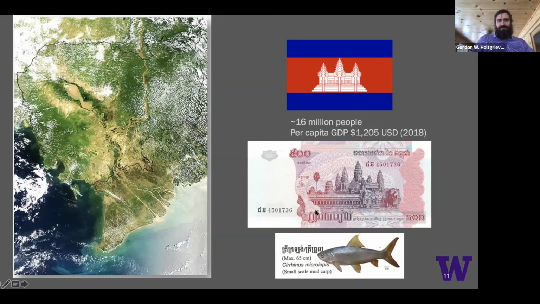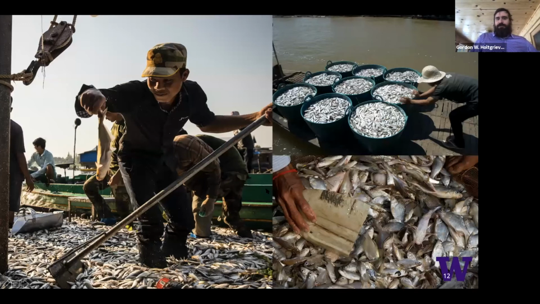They're named the same thing. The money is named after the fish. They're intimately linked. Fish is a hugely important part of Cambodian life. This is pictures of some of these fisheries.